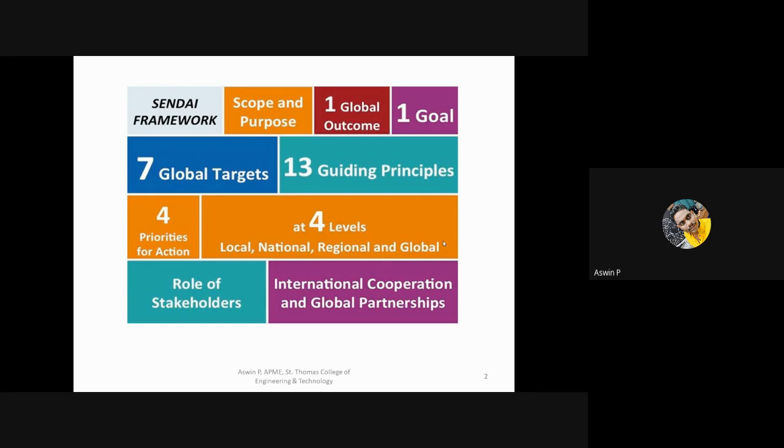And we have some international cooperation and global partnership. That is, we have trading with different countries. Carbon trading, you already studied in your sustainable energy, that some countries may produce different levels of carbon dioxide every day.